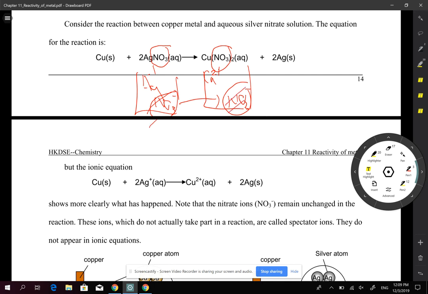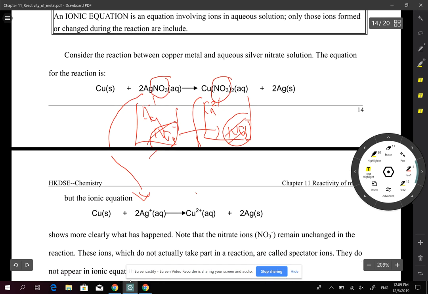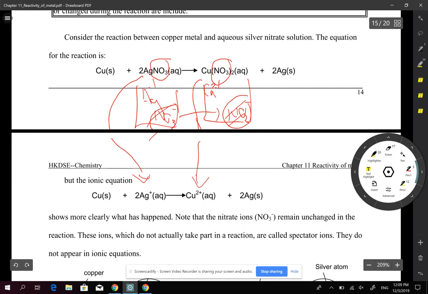So we can only write down the silver ion and the copper ion at both sides of the equations. The charge must be the same: on the left there are two 1 plus, and on the right there is one 2 plus. Okay?